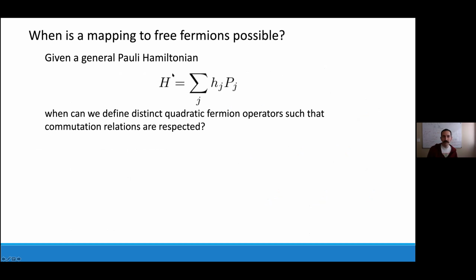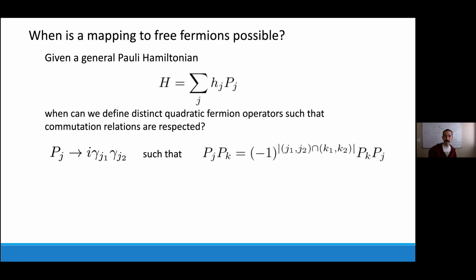Recapping our situation, we're given a general Pauli Hamiltonian. I'm expanding it in the basis of n-qubit Pauli operators. I've fixed a local basis for each spin, and I've done this expansion. When can we define distinct quadratic fermion operators such that the commutation relations are respected?